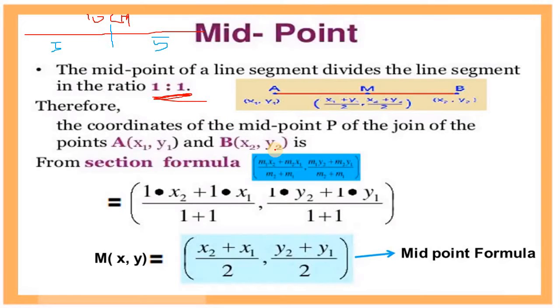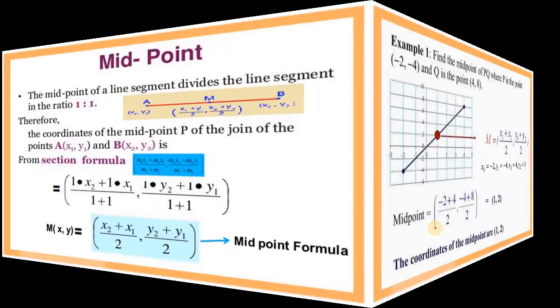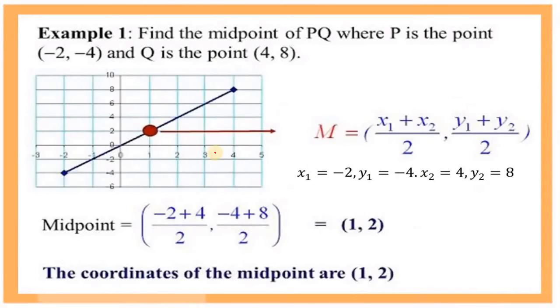So, by substituting all the terms in the section formula, we will get the midpoint formula. It's 1 into x2 plus 1 into x1 by 1 plus 1, comma 1 into y2 plus 1 into y1 by 1 plus 1. So, by further simplifying, we will get (x2 plus x1) by 2, comma (y2 plus y1) by 2. So, this is the midpoint formula. Let us discuss an example.